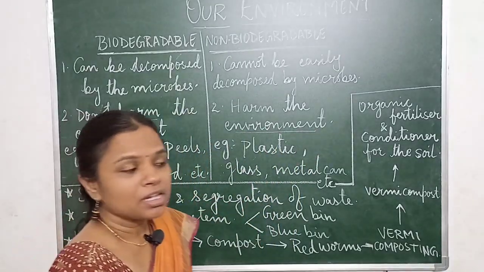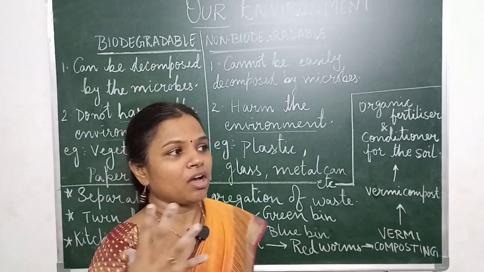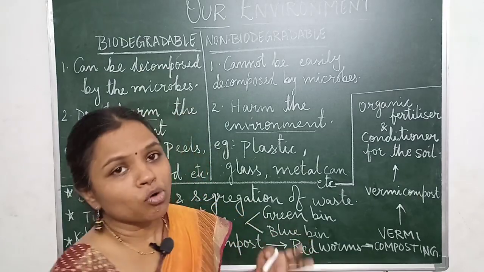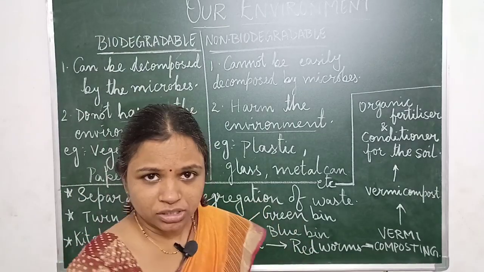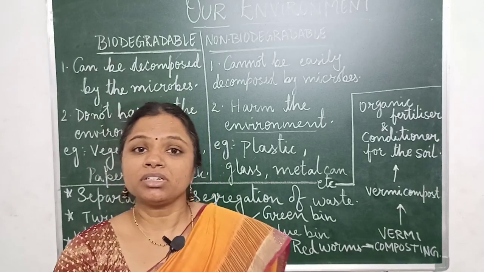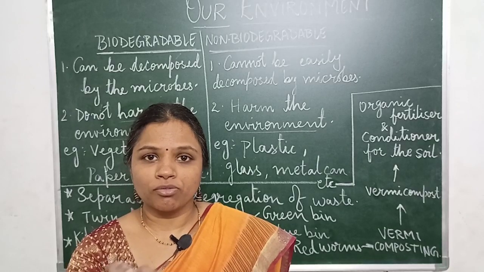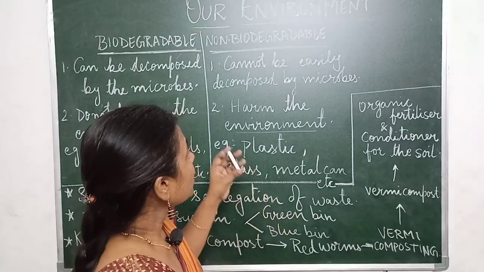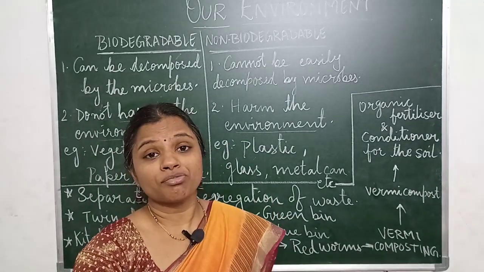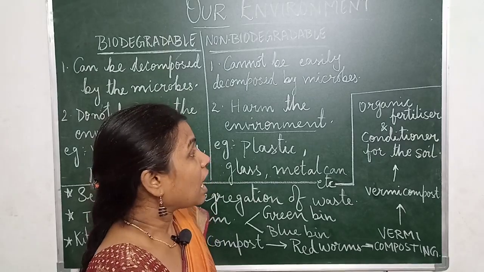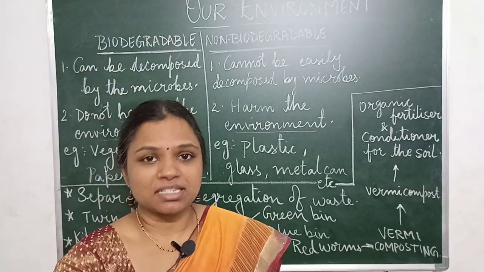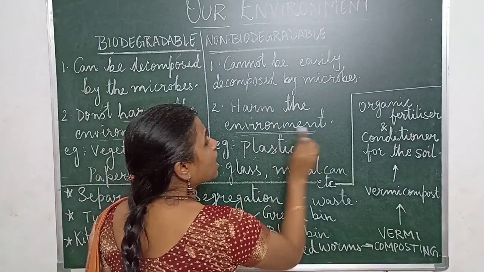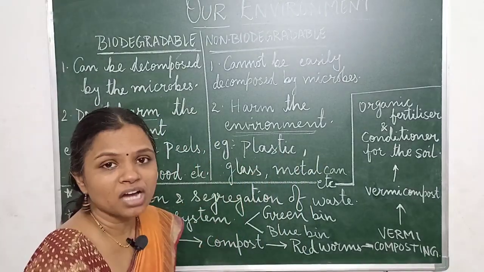A very simple example: if we are throwing away all the plastic covers here and there, what will happen to them? They will either get blown away by the air or the water, and ultimately they get locked up in the drains. So the drains get choked up and the whole drainage system gets ruined. That is also maybe a cause of us being attacked by diseases. So the non-biodegradable substances harm our environment. Yes, they pollute our environment.